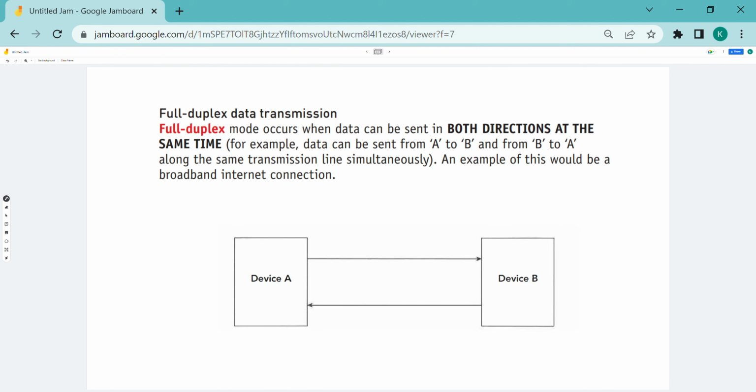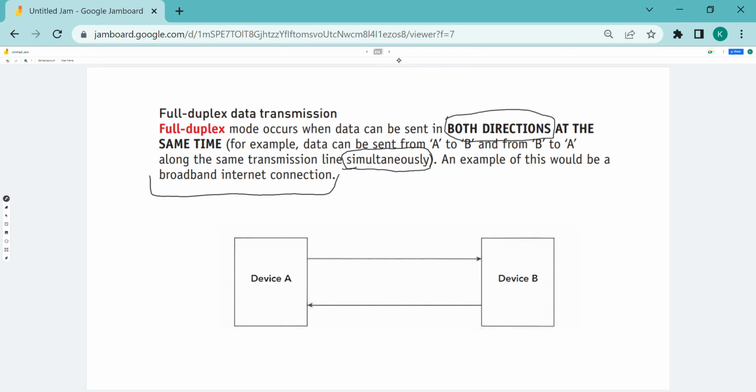Then we have full duplex data transmission. Yes, it's bidirectional, and at the same time messages can be sent and received. So we are using the word simultaneously here for data transmission, that data can be transmitted in both directions simultaneously. For example, a broadband internet connection, where we are uploading and downloading files at a time.